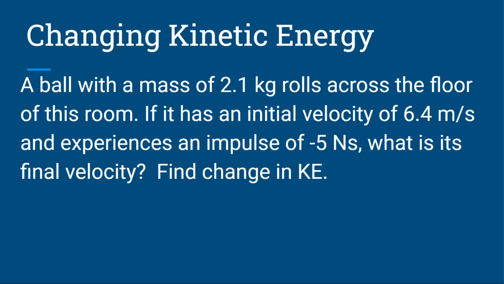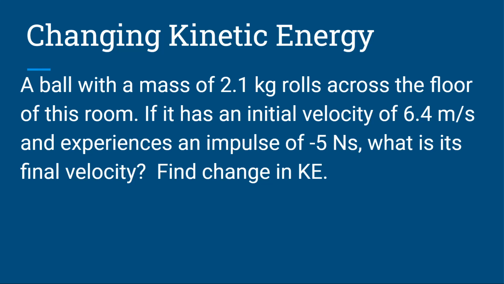Okay, so here is our first example. And guys, when we start looking at this, every single equation we've used all year, I wrote them all back on the board today because they are all fair game. I can ask you to use any of them. Okay, they're all up there. You can write it down. Okay, so this one says, a ball with a mass of 2.1 kilograms rolls across the floor of this room. If it has an initial velocity of 6.4 meters per second and experiences an impulse of -5 Newton seconds, what is its final velocity? Find its change in kinetic energy.